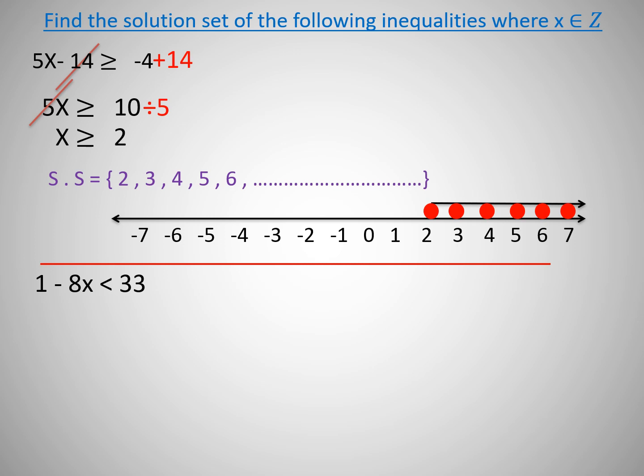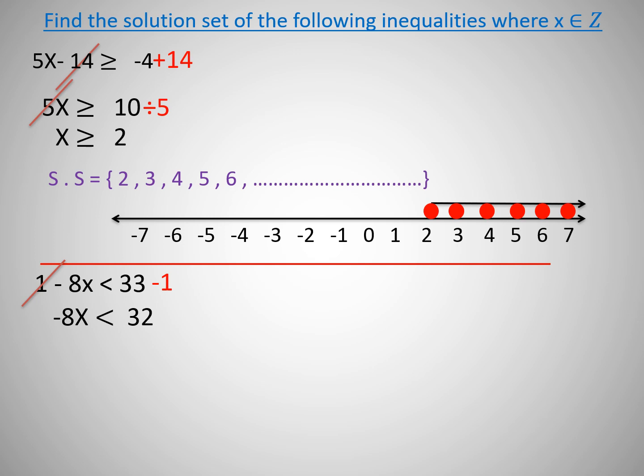Another example, 1 minus 8x less than 33. Firstly, we will remove 1 from the left hand side and we will translate it to the other side by the inverse operation like this. The remaining in the left hand side is negative 8x less than 33 minus 1 equals 32. So in the left hand side is negative 8x.